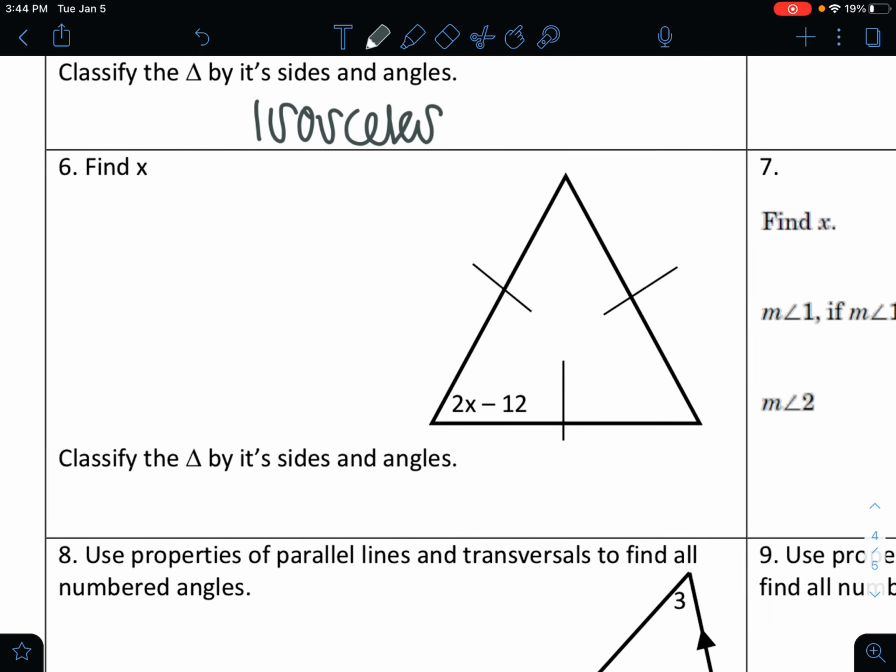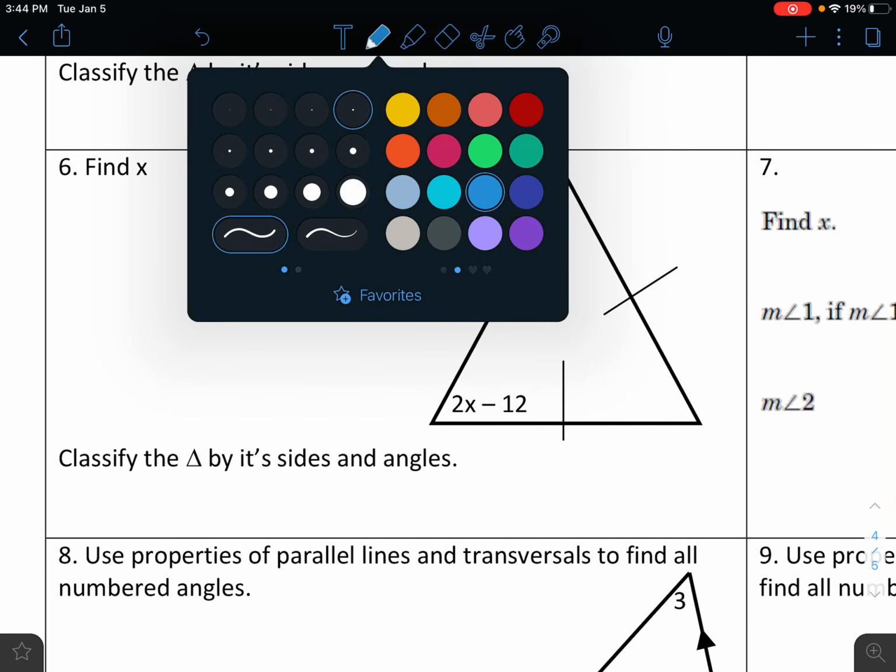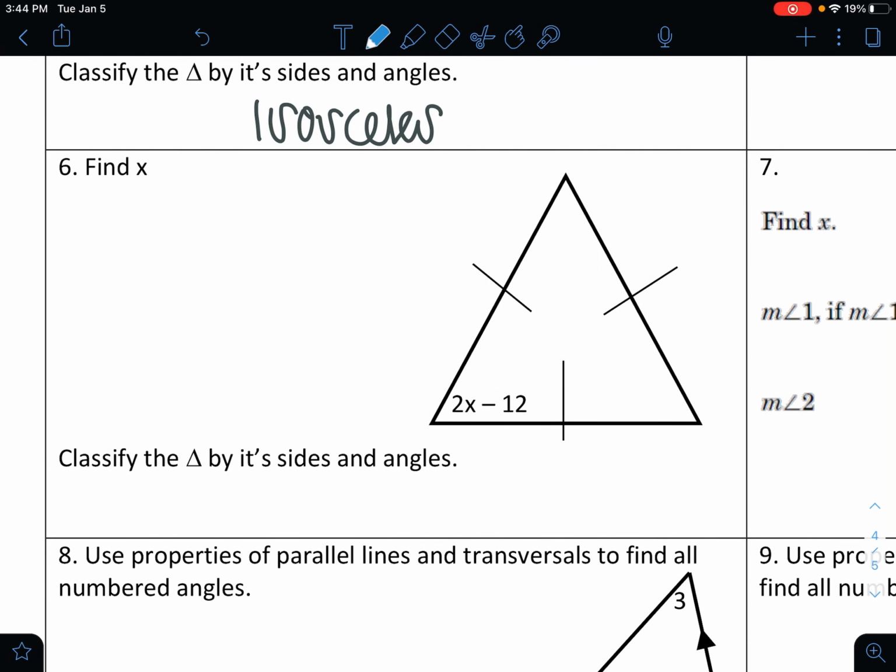All right, so this time we need to find x, and as you can see, this is an equilateral triangle because all 3 sides are equal. So right away, 60, 60, and 60, before I even get into it. So, just like we did for the other problem, if you already know what the angles are equal to, that can be your equation. You could be like, oh, 2x minus 12 equals 60, and then just solve for x that way.